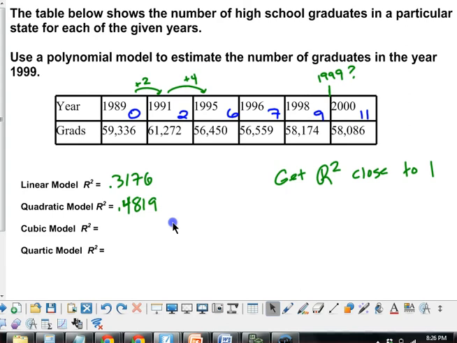Okay, now let's look at the cubic model. You can see that the quadratic model was a little bit better. It's closer to 1 than the linear model was, so it's probably a little bit better representation of the data. Let's see if we can find something a little bit better there.